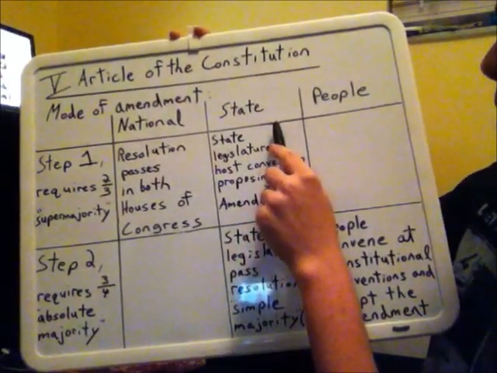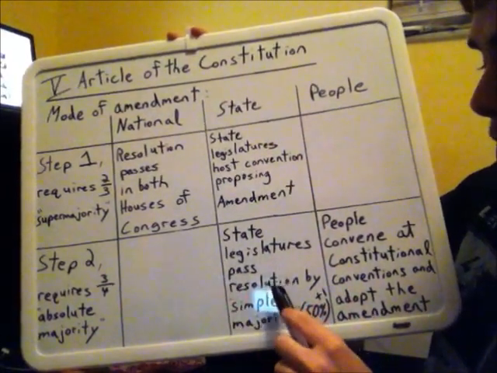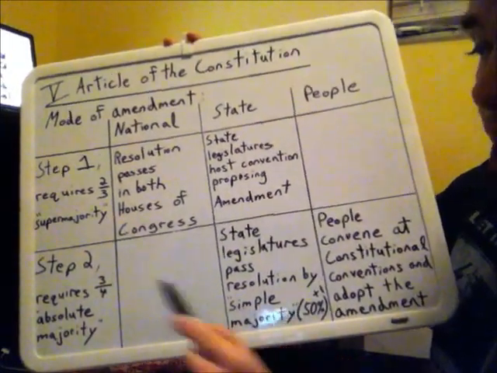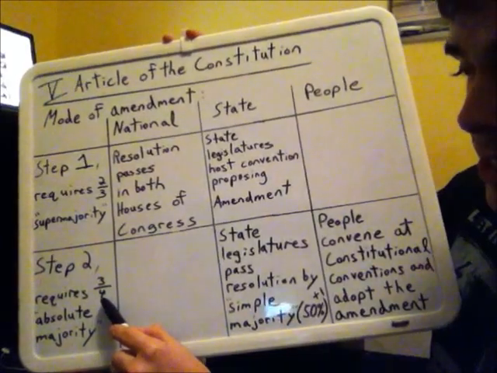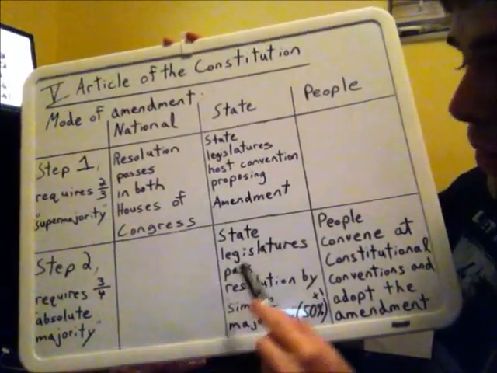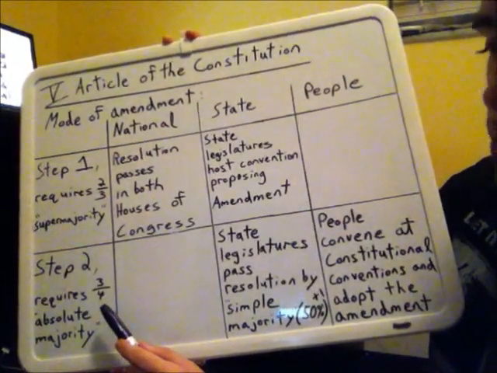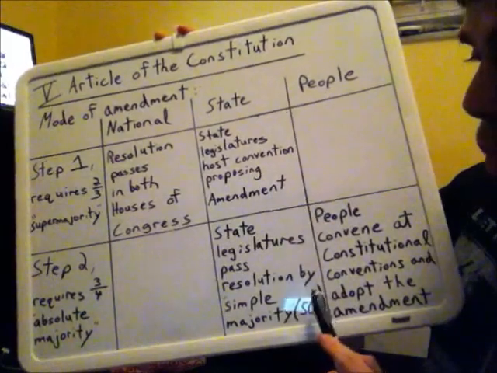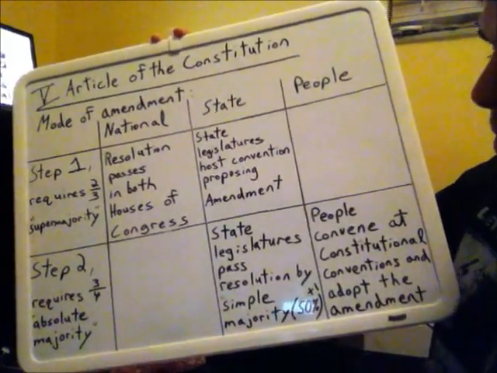Now in this case, the state legislatures can pass the resolution by a simple majority in each state legislature in 3/4 of the states, okay? The state legislatures do not have to pass the resolution by a 3/4 margin. That's difficult. It only has to pass by a simple majority, 50% plus 1, but in 3/4 of the states. That's where the 3/4 comes in.